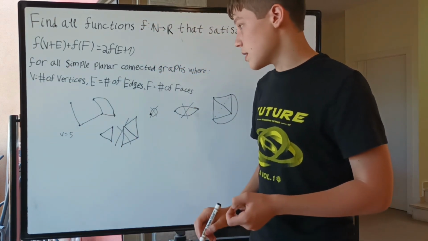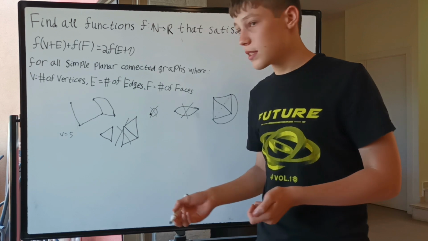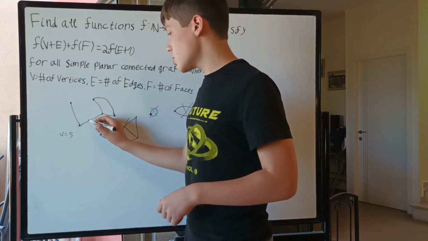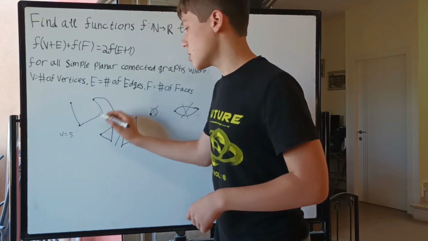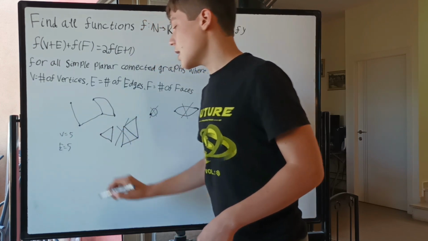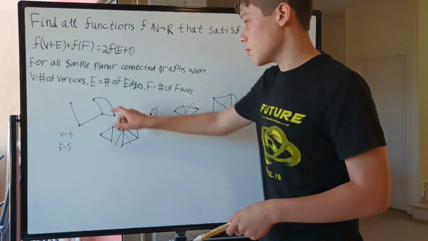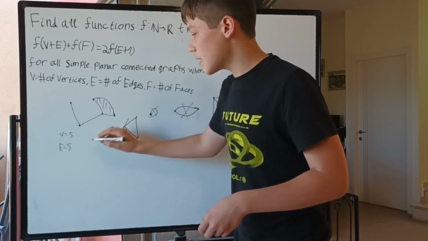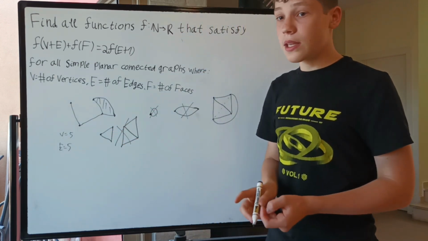The number of edges is also 5. That's just by chance. They don't have to be the same, obviously. So we have this edge, this edge, this edge, this edge, and this edge. So E is also equal to 5. And F, you might be thinking, okay, we have one face here, like this face here, and so F would be 1. But that's incorrect.